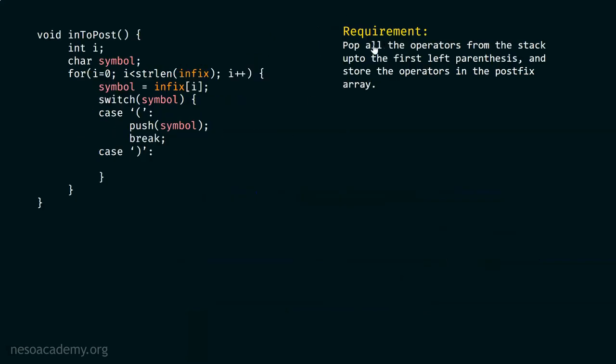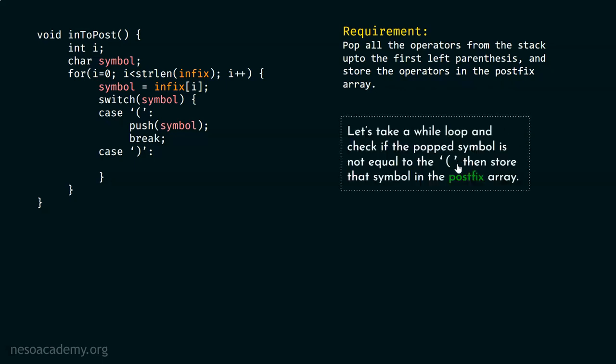So here, we know the requirement is to pop all the operators from the stack up to the first left parenthesis and store the operators in the postfix array, right? Definitely we need a loop. In this case, let's say we take a while loop and check if the popped symbol is not equal to the left parenthesis, then store that symbol in the postfix array.